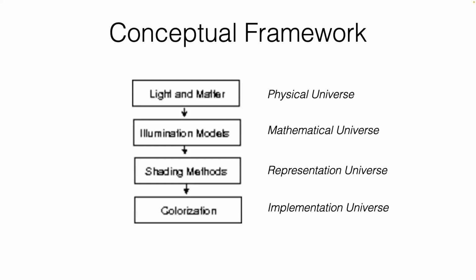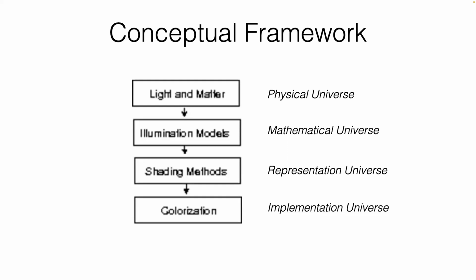So we are going to use the conceptual framework that we have been using in the course since the very beginning. This is the paradigm of the 4 universes. So we have these 4 levels of abstraction. And then you have the physical universe, the mathematical universe, the representation universe, and the implementation universe.